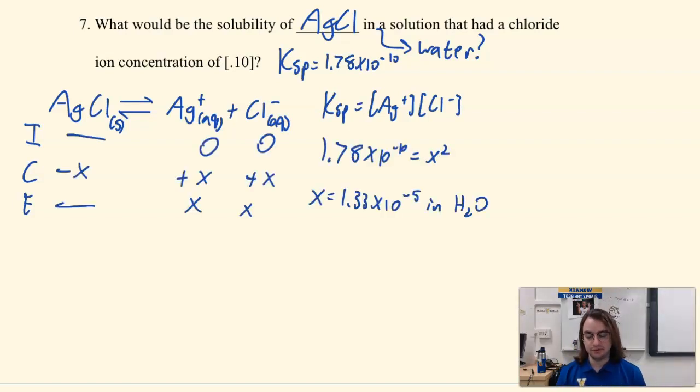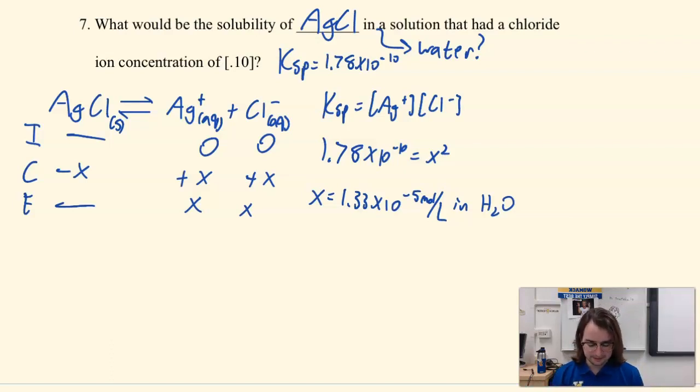Okay, so hopefully you remembered how this works. We take that value, we plug it into the KSP, we just solve for x. So I can get 1.33 times 10 to the negative fifth. I should put my units here. This is moles per liter in H2O. So that's cool, but now let's compare what that looks like if we were to determine the solubility of this substance in a different concentration.